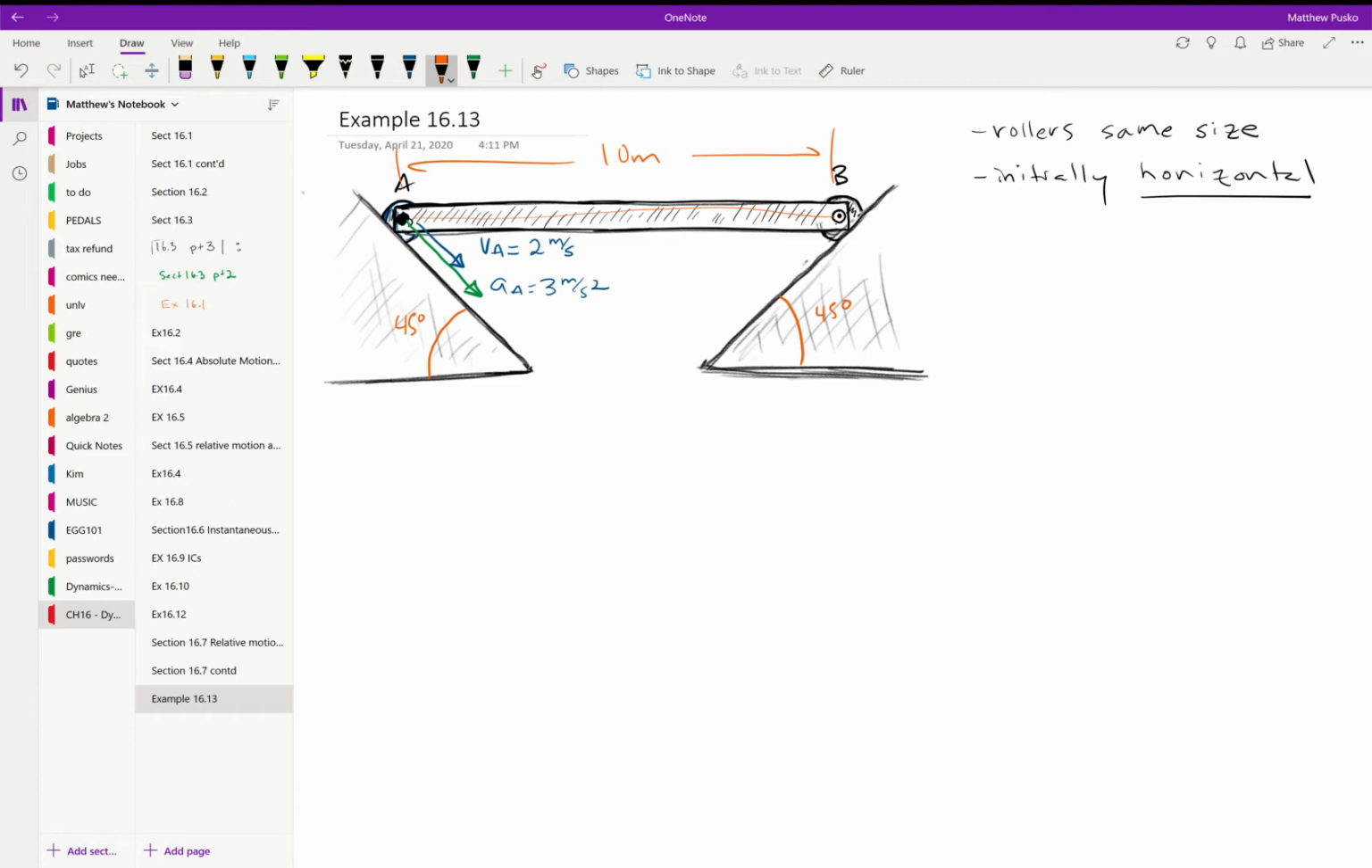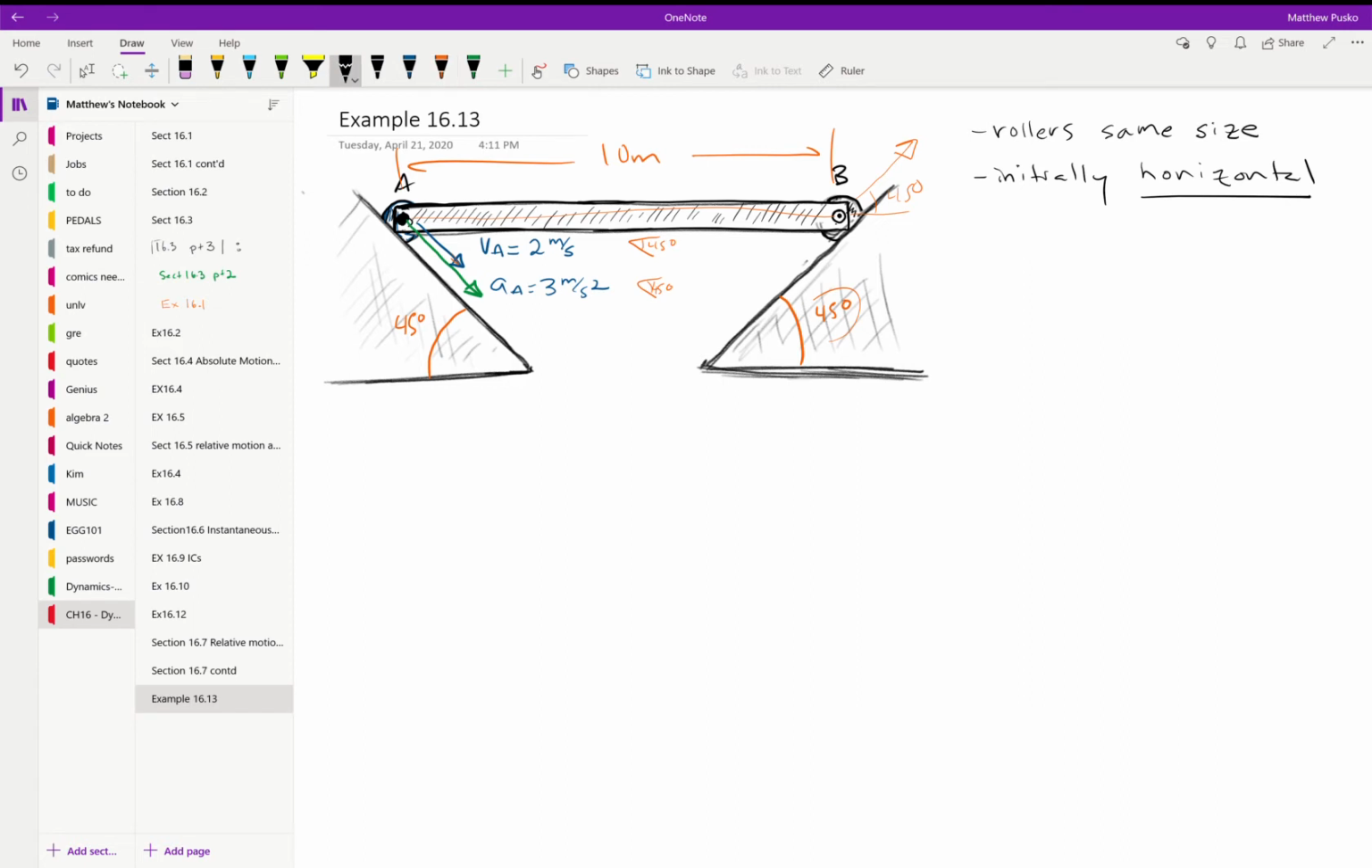We are given that the velocity at A is equal to 2 meters per second, right here, and that the acceleration at A is 3 meters per second. We are given that it is 45 degrees down. Alright, and that means the motion over here is going to be at 45 degrees up if this is on a 45 degree incline. So that's some constraints that we're going to use.